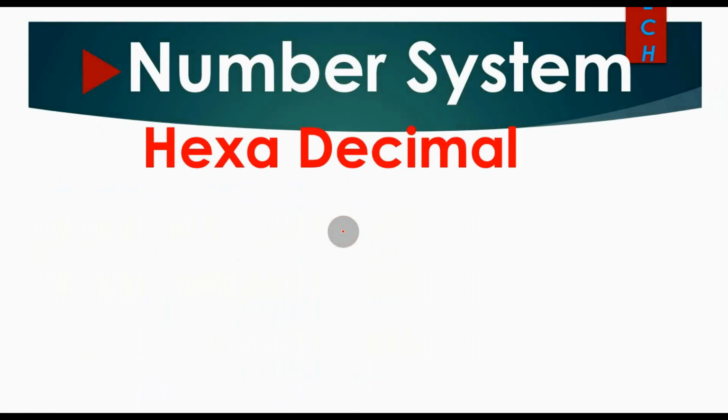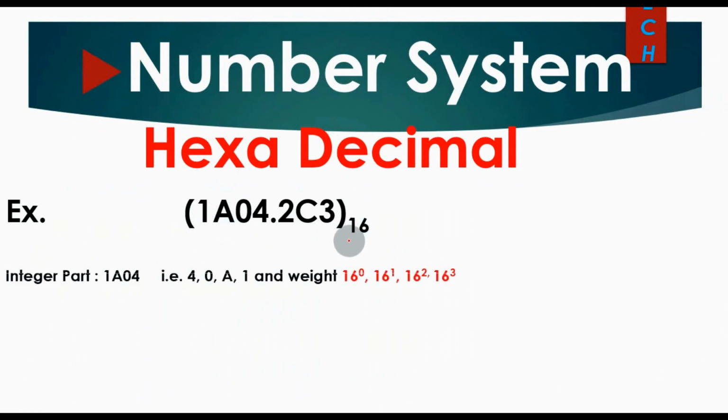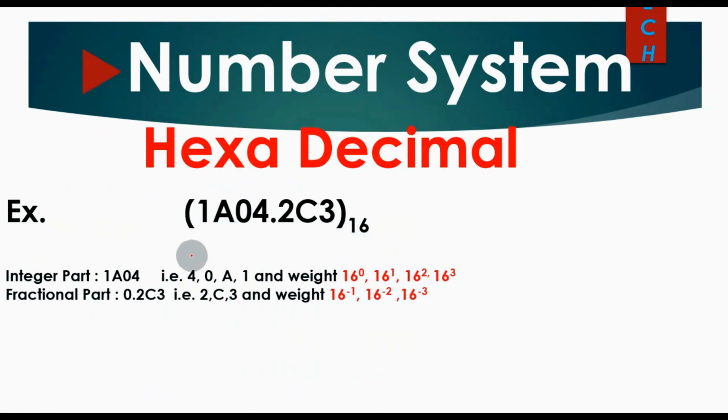Now we will see one numerical problem. This is the hexadecimal number, a power of base 16. Now I want to convert it into the decimal number system. So how can I represent it? You can see these are the multipliers for the hexadecimal number system, already discussed: for 4 it is 16 to the power 0, for A it is 16 to the power 3, and here for 2 it is 16 to the power minus 1, and for 3 it is 16 to the power minus 3.